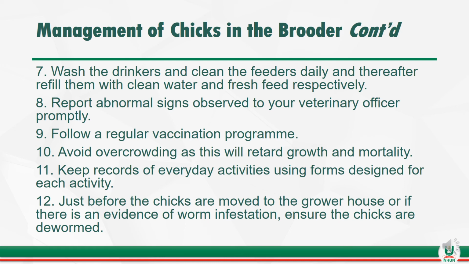Number nine, follow a regular vaccination program. Of course, this will be provided by your veterinary doctor. Number 10, avoid overcrowding as this will retard growth and increase mortality. Number 11, keep records of everyday activity using forms designed for each activity. Number 12, just before the chicks are moved to the grower house or if there is evidence of worm infestation, ensure that you worm all the chicks.